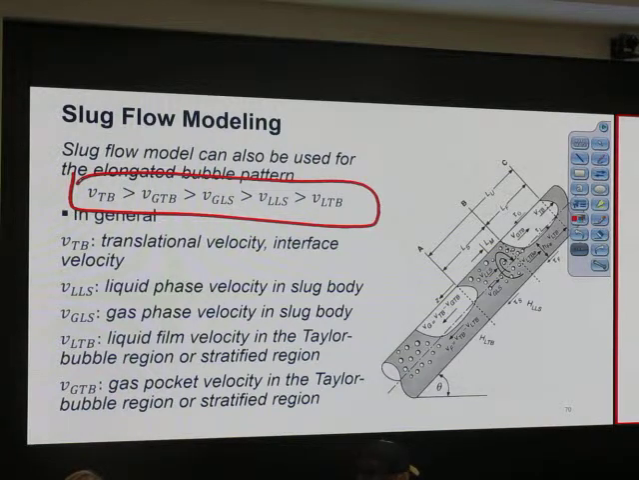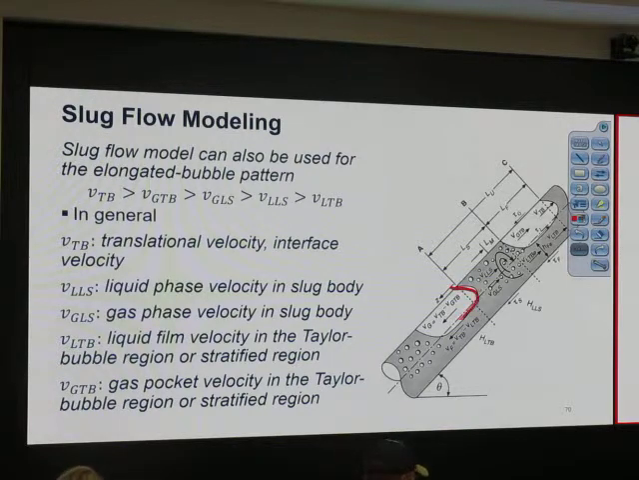Okay, this is what you need for the exam. It may not be in the exam, but if it is, it's just that. Translational velocity is the velocity of the interface, which is even faster than VGTB. VGTB is the gas inside the Taylor bubble. Gas inside the Taylor bubble is faster than gas inside the liquid slug. LS is liquid slug, so we have gas over there and gas over there.